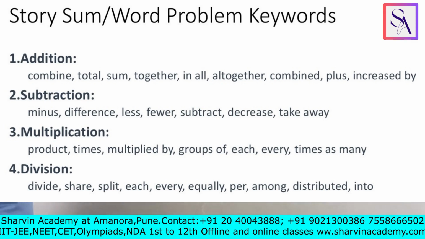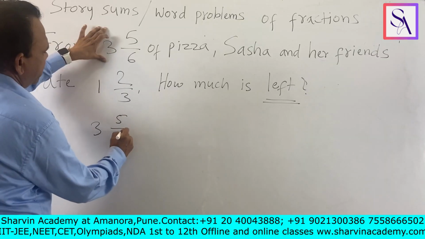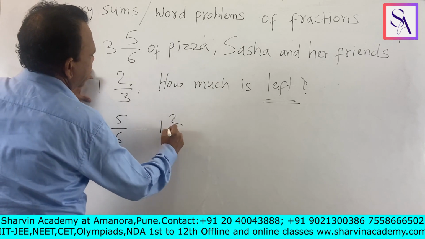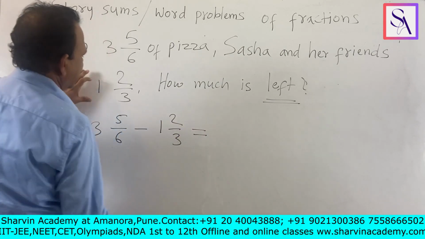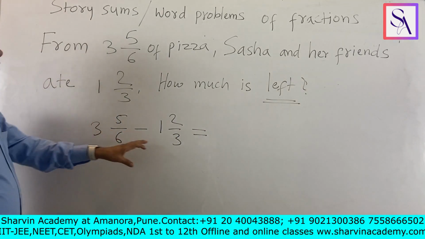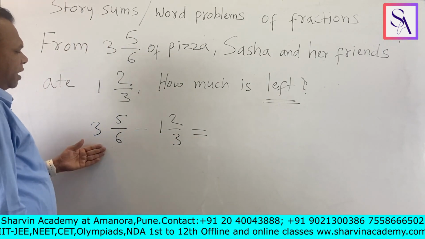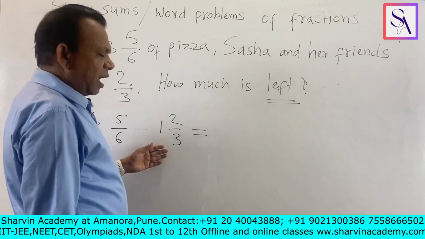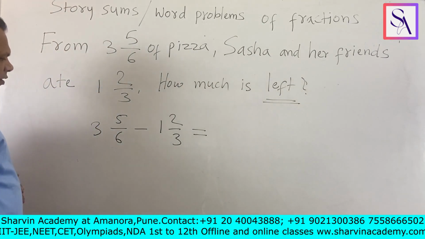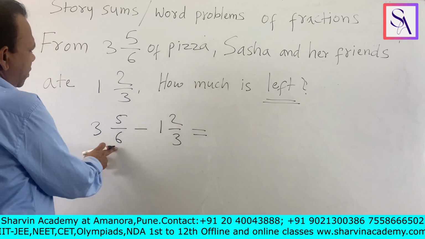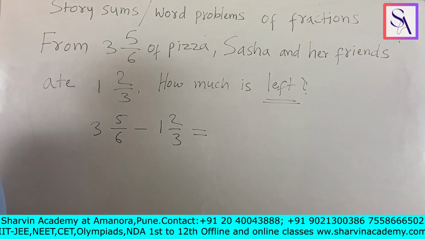So total pizza is 3 5/6, and how much was eaten? 1 2/3. Whatever the balance is, this minus this is the balance, right? So you have to do subtraction. Again, two mixed fractions are there and we have to subtract them. So how to do it? I have to convert these into improper fractions.